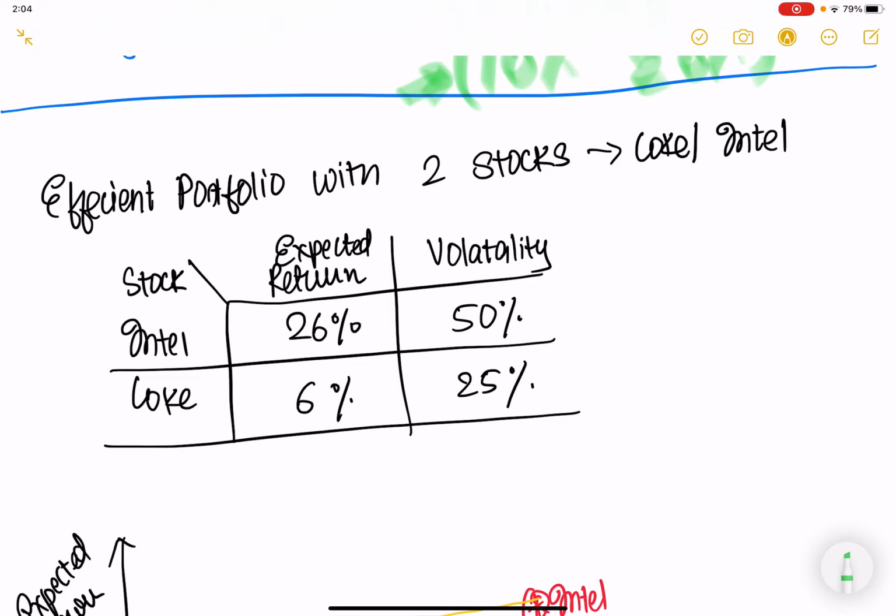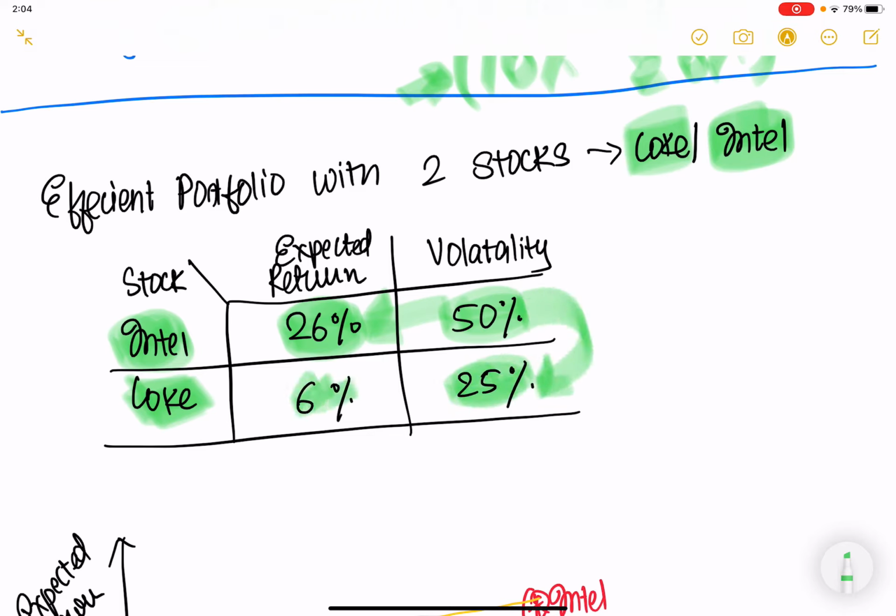Let's take two stocks, Coke and Intel. Intel gives you a 26% return with 50% volatility, meaning it goes up and down in a given year by 50%, and in a given year it gives you 26%. Coke, on the other hand, has much lower volatility, almost half, and gives you a 6% return. If we look at these two stocks, what percentage should I put in Intel, and what percent should I put in Coke? Coke gives me better risk protection. Intel gives me better return.